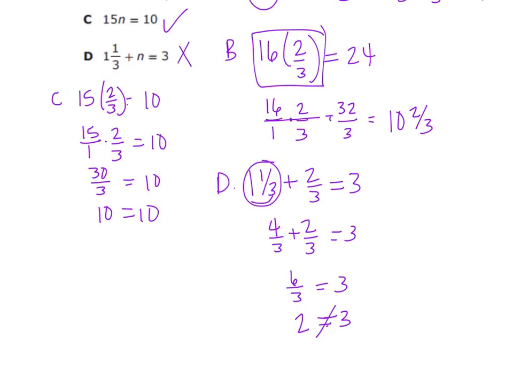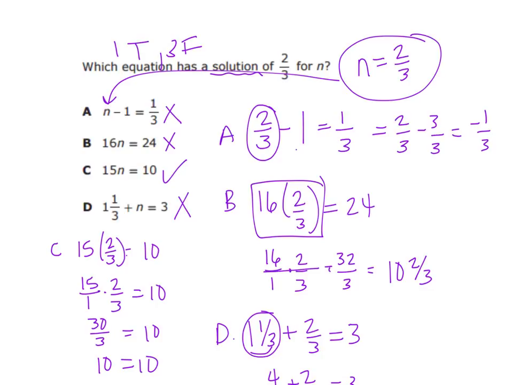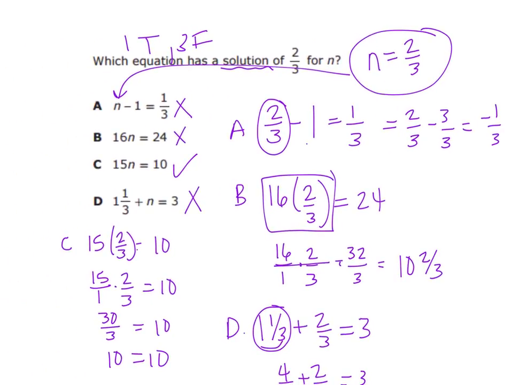So we have gone through, and just by substituting in the solution for n, we have found that C is our answer. So this is the way the state of Texas has done this before. So you have to be careful on how to read it. Which equation has the solution of 2/3? That means this is the solution for n. N is equal to 2/3, so you have to substitute in and see which one is true. So this one is true.